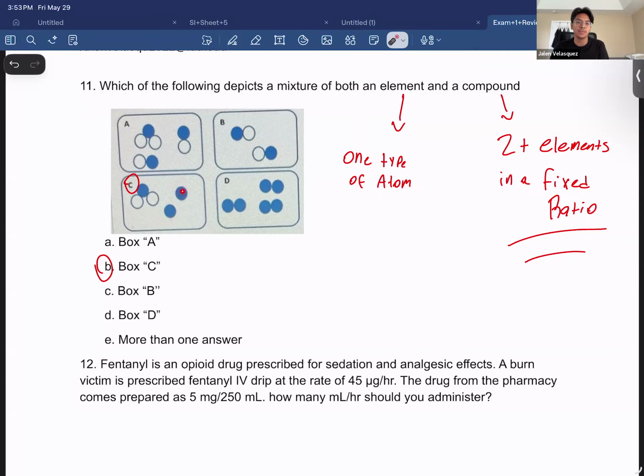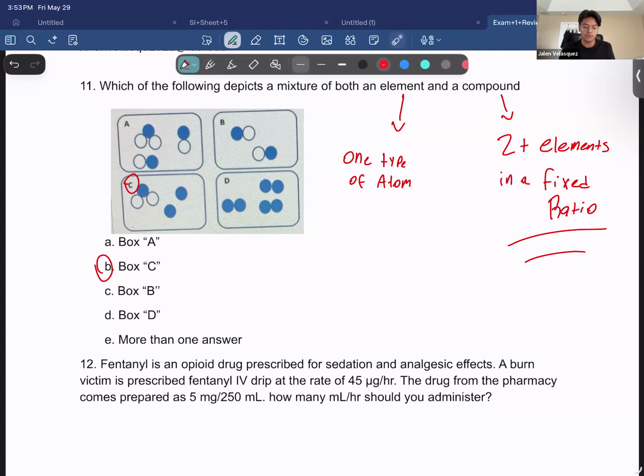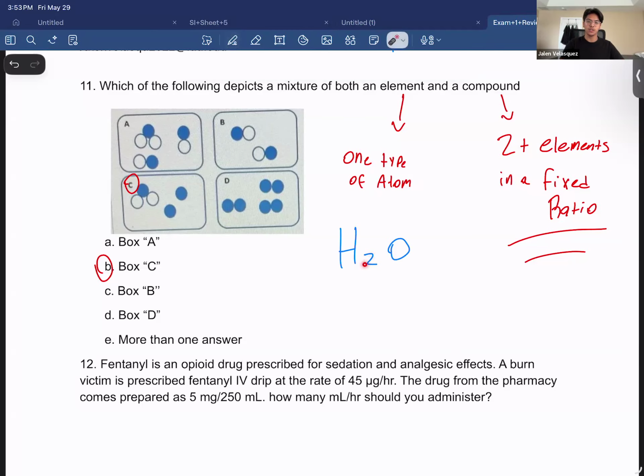And a compound is two or more elements in a fixed ratio, right? So what I mean by a fixed ratio is, we all know what water is. Even if you never took chemistry a day in your life, you probably know that water is H2O. What does this mean? It means we have two hydrogens bonded to one oxygen. That is a fixed ratio. Two hydrogens, one oxygen. If I change this ratio, this compound is no longer going to be water.